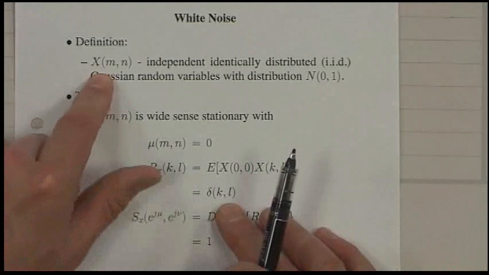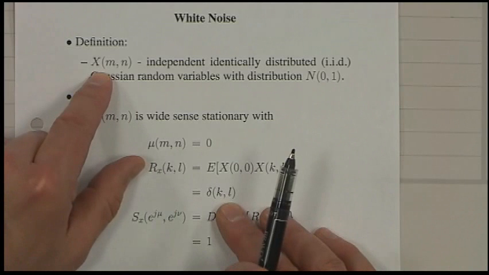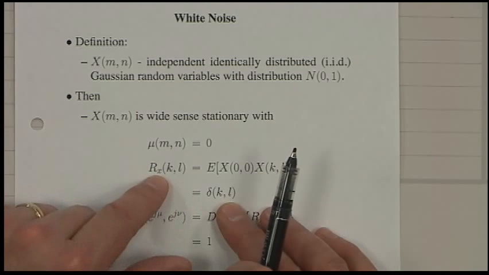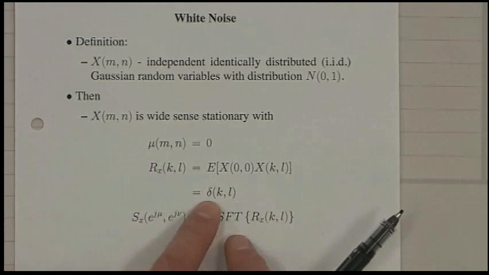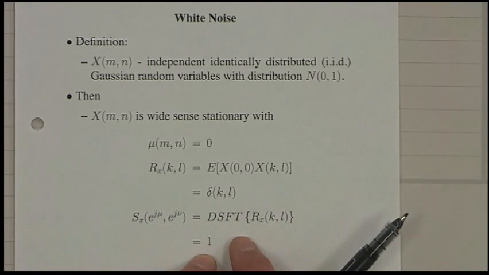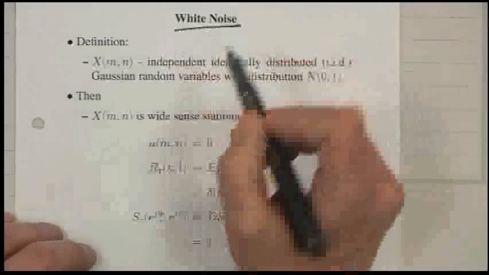if the random process samples are independent, then they're uncorrelated. So the autocorrelation function for this random process is just a delta. Now, the power spectrum is the Fourier transform of the autocorrelation, and the Fourier transform of the autocorrelation of a delta is 1. So this is what is often called white noise.